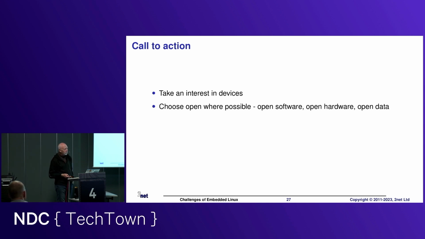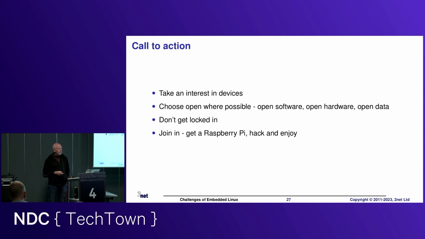And where possible, try and choose open source, open hardware. In other words, hardware that has open designs. And open data, in other words, data that is not locked away behind firewalls, or paywalls rather. Don't get locked in. And then join in, get a Raspberry Pi. Get a Raspberry Pi, start hacking, make those LEDs flash on and off.